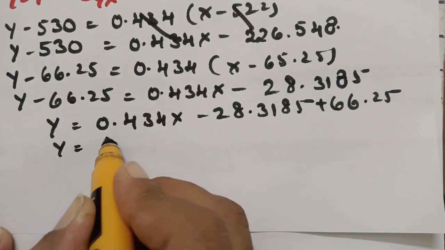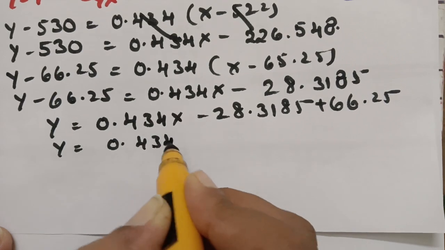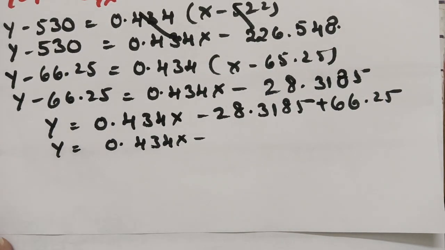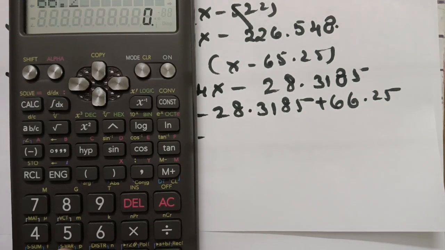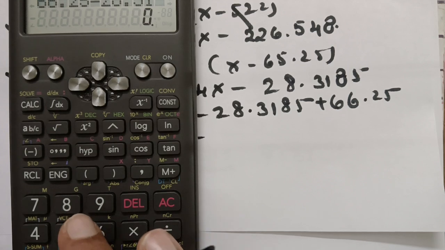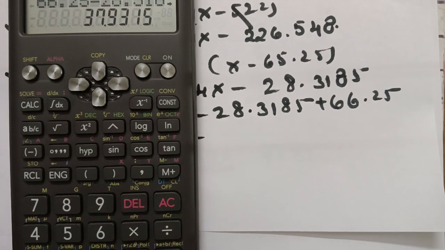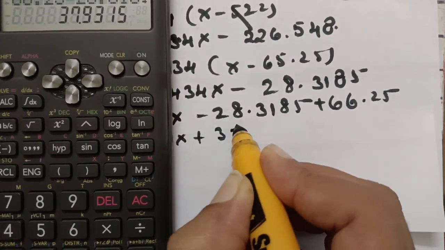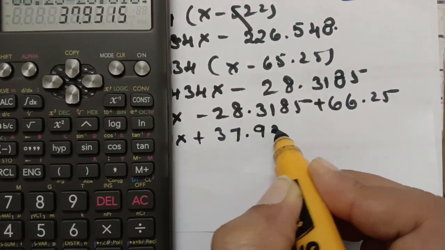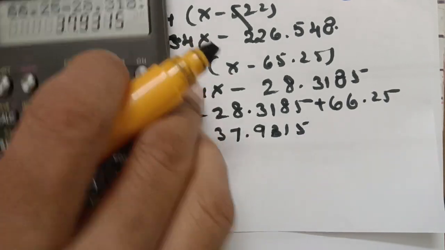So y value is equal to 0.434x minus, the bigger number here is 66.25, minus 28.3185. The value here is 37.9315. Now here we have to go with the question.